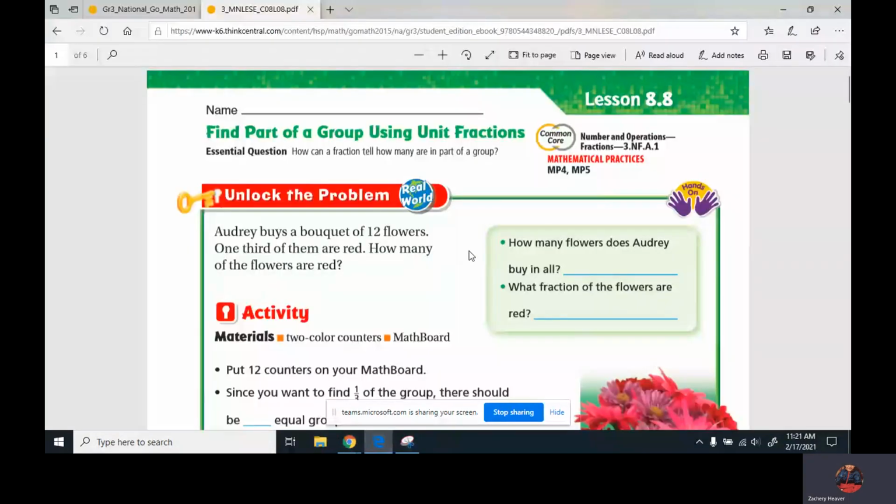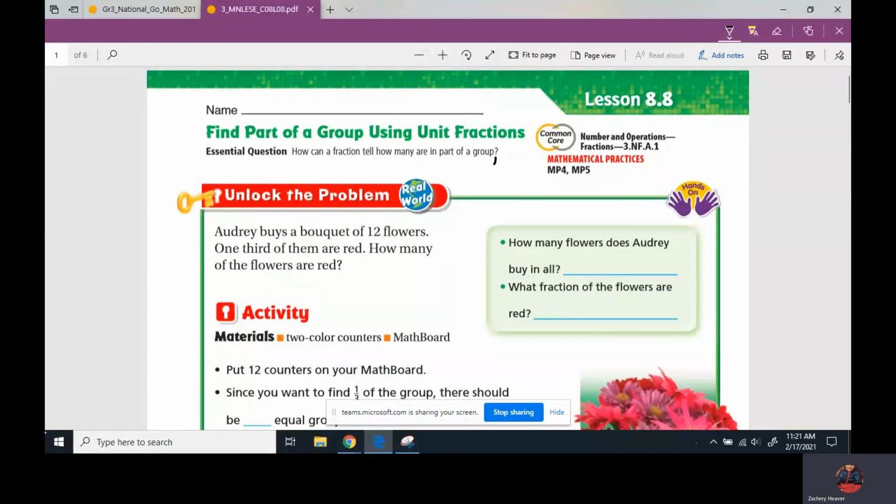Okay, we're going to look at 8.8, which is finding parts of a group using unit fractions. And we know a unit fraction is the smallest part of each fraction. The smallest part of a fraction is going to be 1, 1 over anything. The smallest unit is 1. You had to put a bunch of units together to make a whole. So anything 1 over any number is a unit fraction.